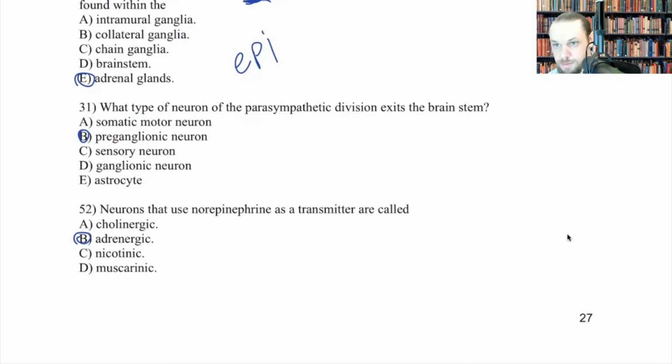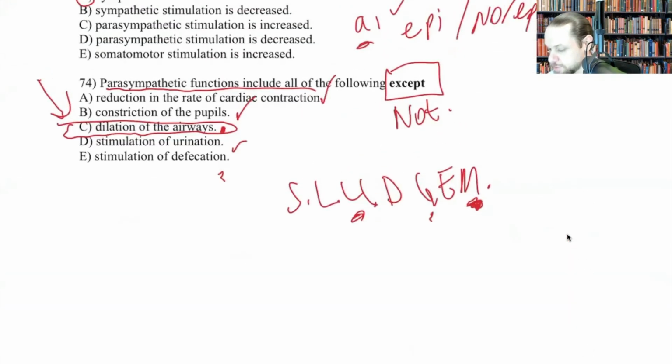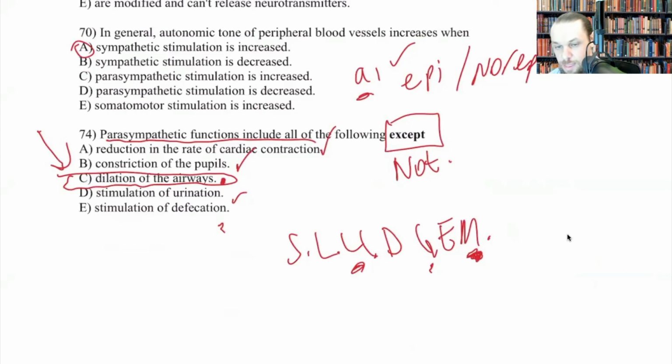I have a question. It may sound silly, but so SLUDGEM is for the parasympathetic system, right? But how come when someone's surprised, they might poop or urinate themselves? Like scared or surprised. You would think the sympathetic system would kick in.